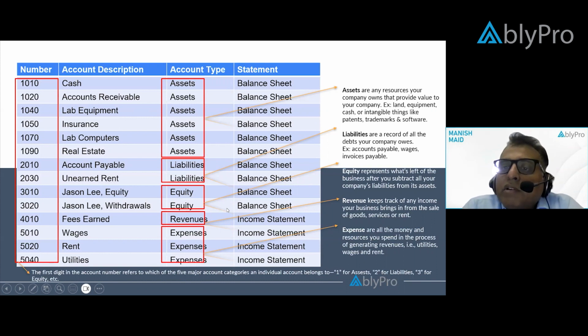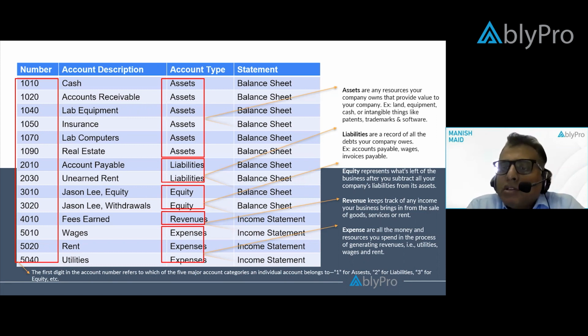Now, assets can be divided into short-term assets and long-term assets, what you call current assets and fixed assets. Current assets are basically your accounts receivable, something which you are going to receive from your customers. That is your current asset. And then there are long-term assets like your investment in land and machinery. These are your long-term assets, your fixed assets.